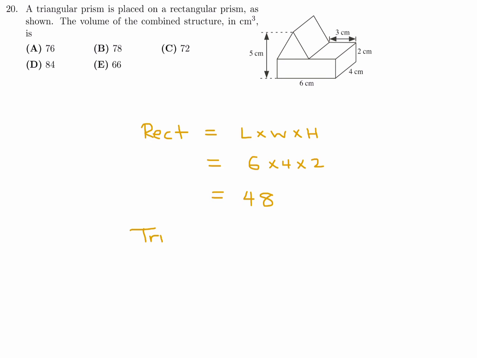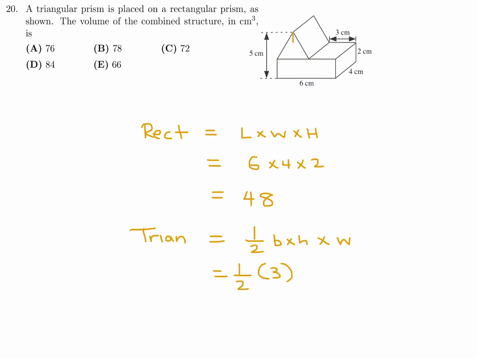So we have a triangular prism now. And that one is going to be the area of the triangle, which is 1/2 base times height, times the width of that structure. So let's see here. Base is from here to here. Now they don't label that, but they do label this whole thing as 6. And they tell me that this is 3. So this must be 6 minus 3. So that means the base is 3.